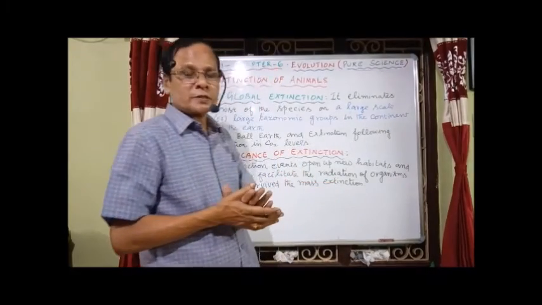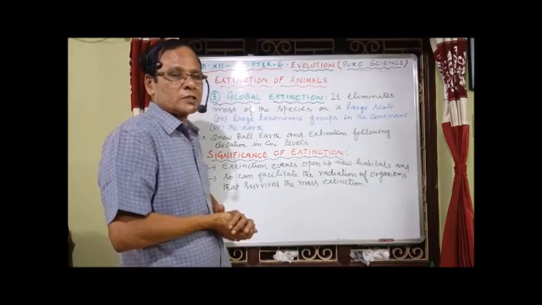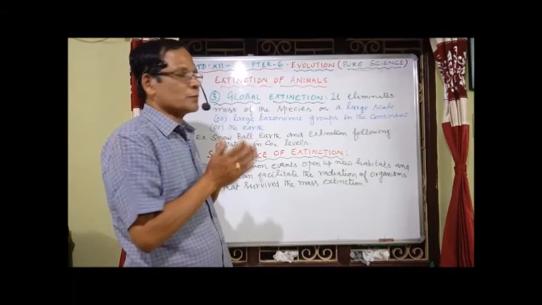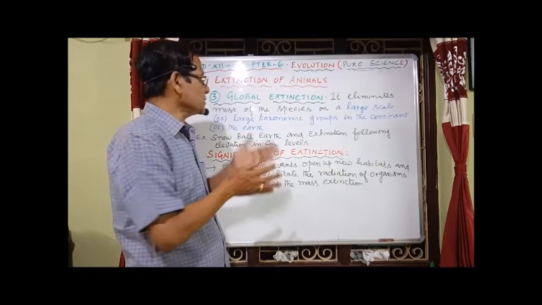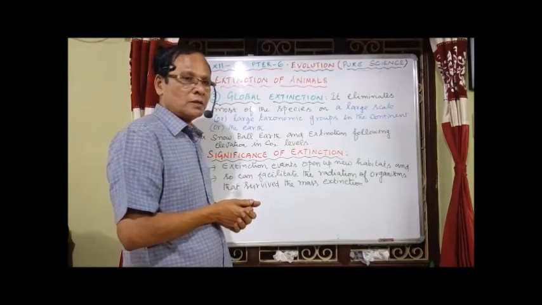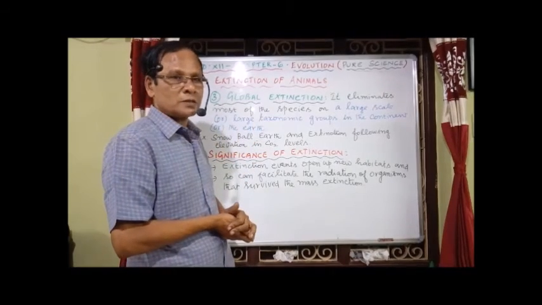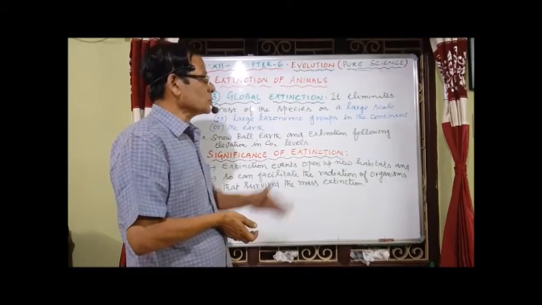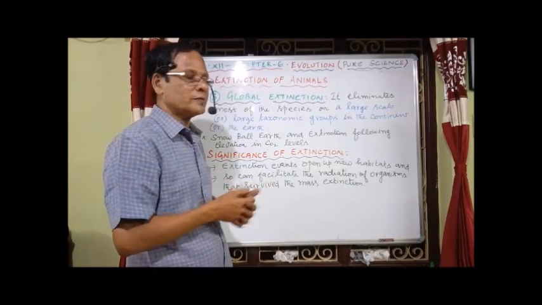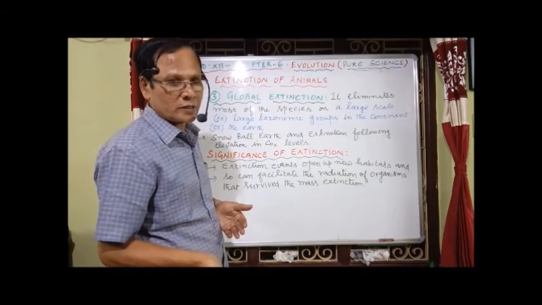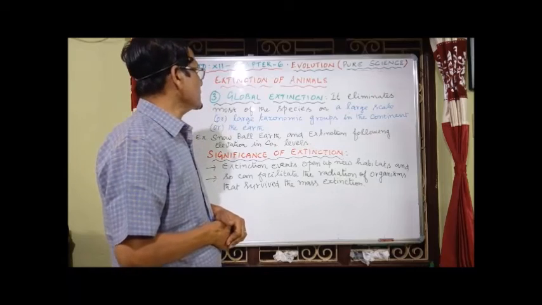Now, the last type of extinction that can be explained is global extinction. This extinction eliminates most of the species on a large scale and larger taxonomic groups, either in a continent or from the total earth. So, elimination of most of the species on a large scale or of large taxonomic groups, an entire phylum or an entire genus, etc., in a continent or totally on the earth, is called global extinction.